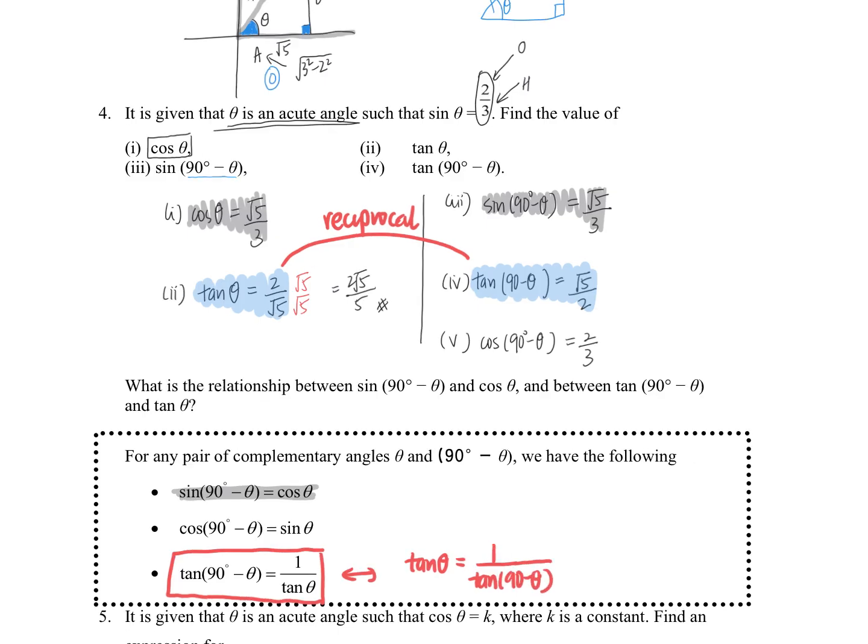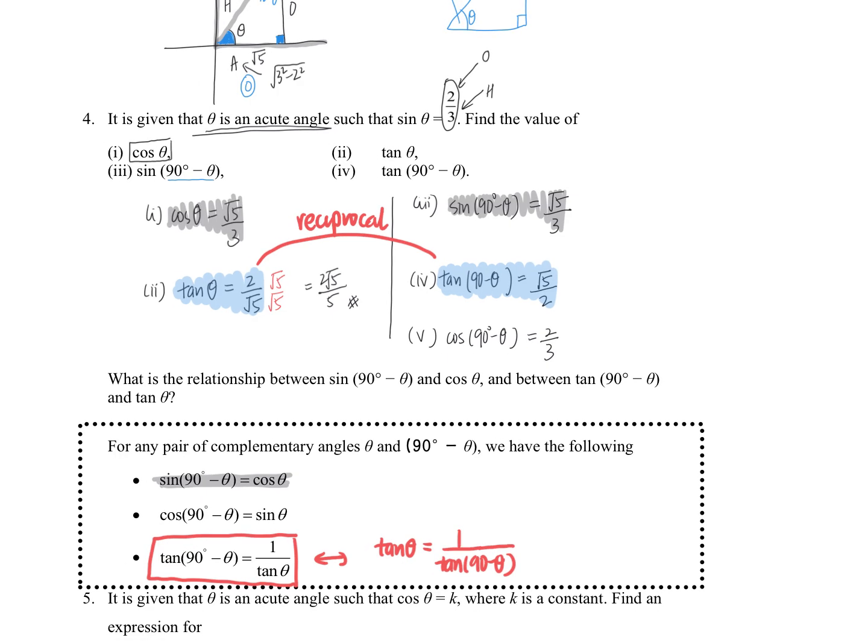Last one is why I ask you to calculate this: I want you to be able to see that cosine 90 minus theta will be the same as sine theta as well. That's why they write it here. So these are the three relationships.